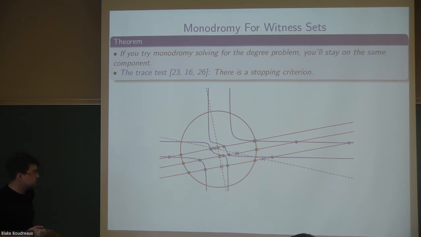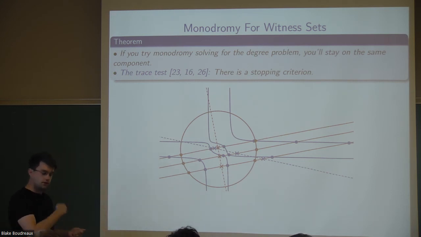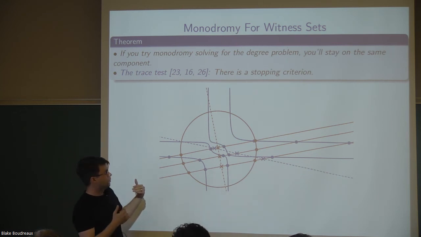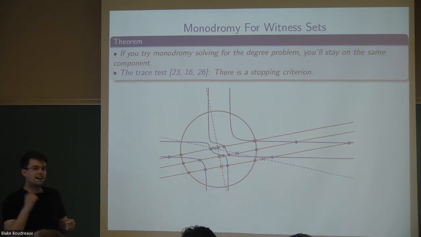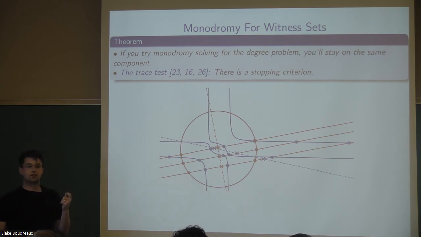So I spend a lot of time solving this degree problem for various varieties and lots of variables and stuff like this. And my preferred way of doing this is through monodromy. I already discussed how this degree problem is one of these parametrized polynomial systems. And I've already discussed how monodromy solving works. You just keep on running these loops. The thing with running monodromy on the witness problem for a variety is you're never going to get a point that's on a component other than where you started.